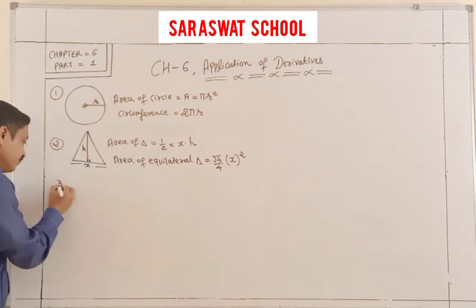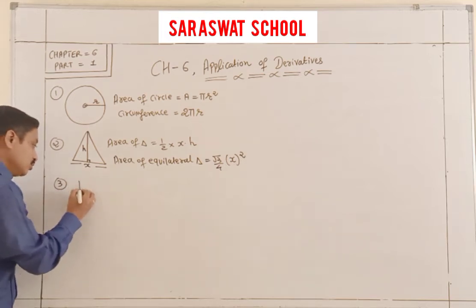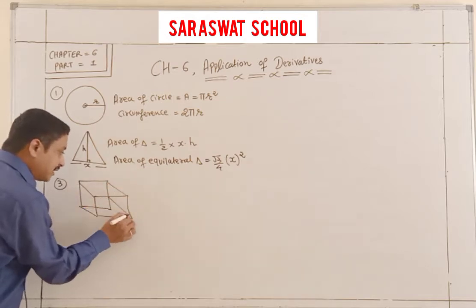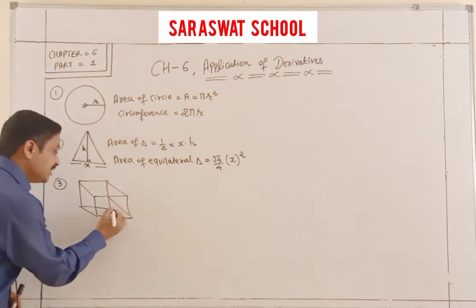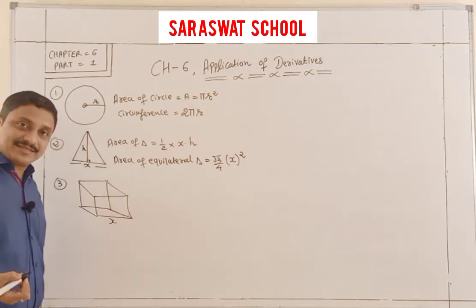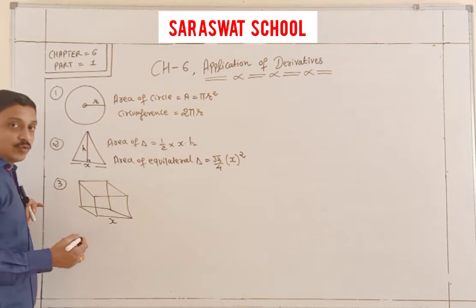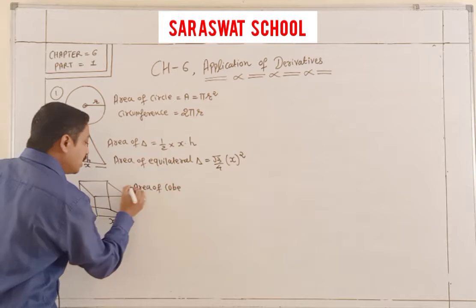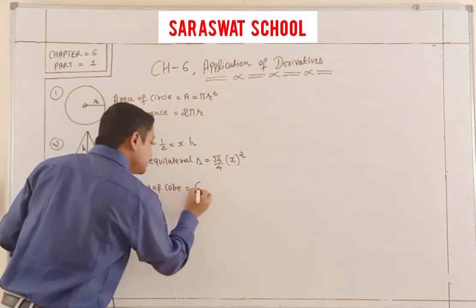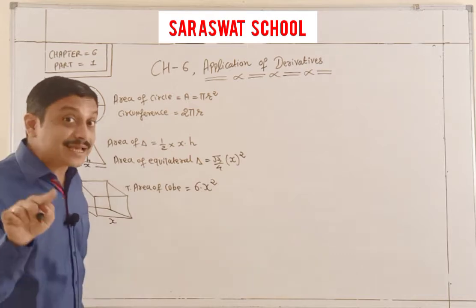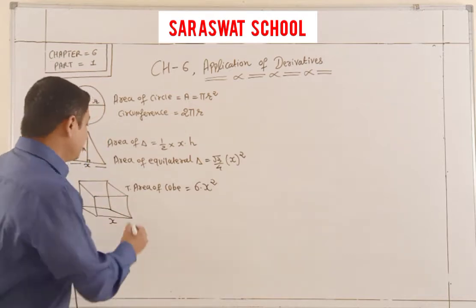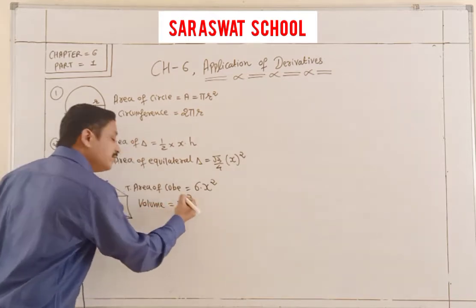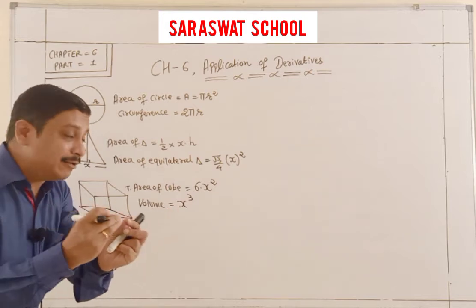Third, we continue with the cube. All length, breadth and height are equal. Each side we consider as x. So in this cube, the total area covering all six sides is 6x square, because each side is a square, and there are 6 of them. Next, the volume of the cube is length, breadth, height, all equal, so x cube.